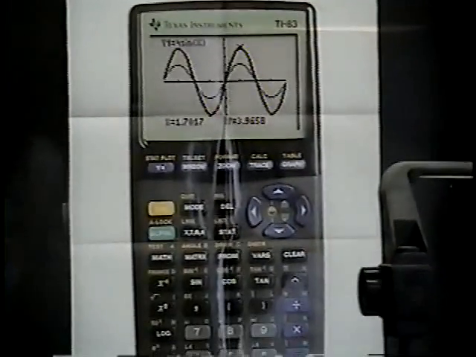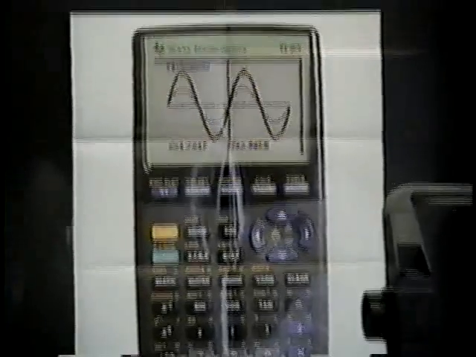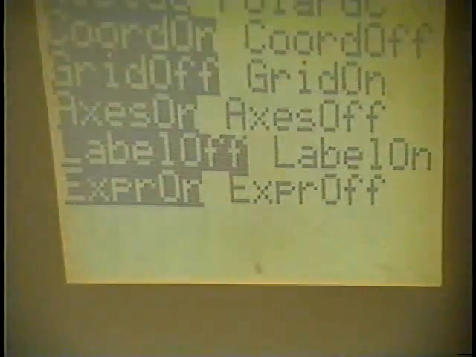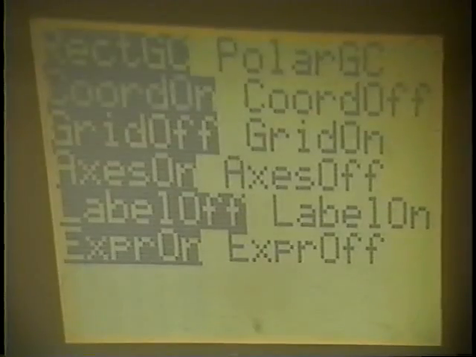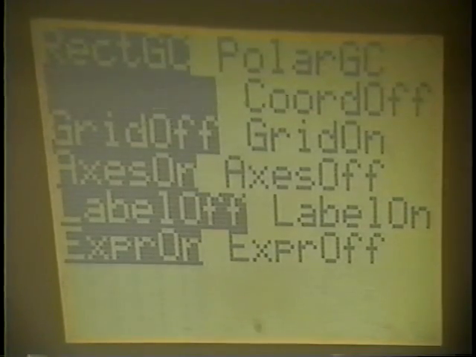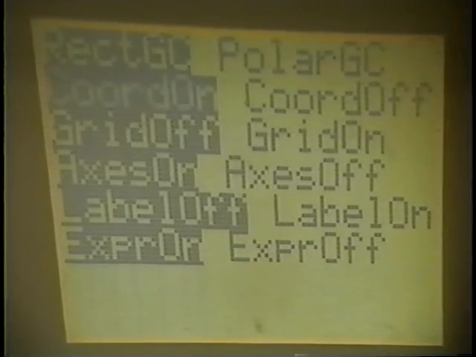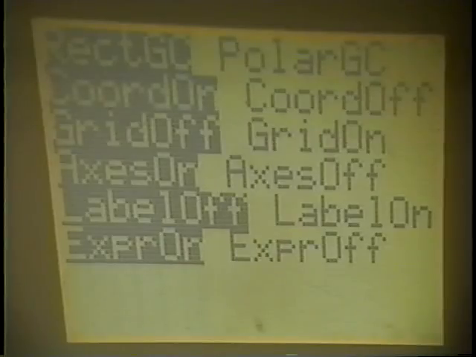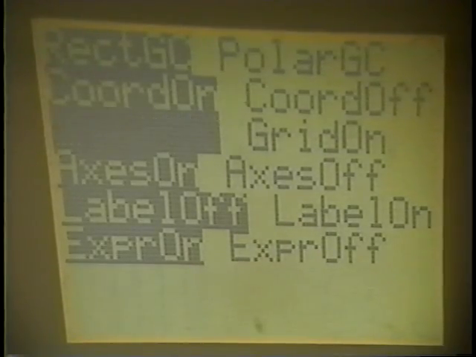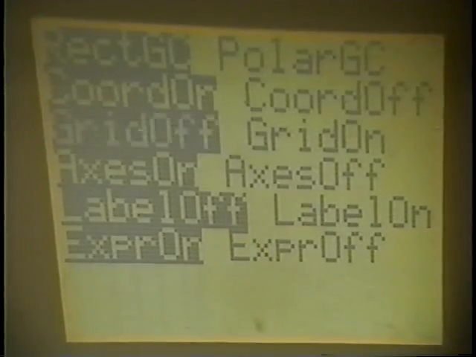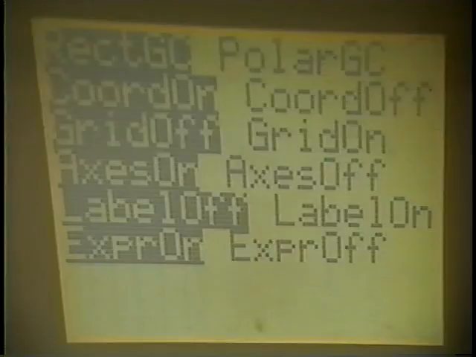The other button I wanted to discuss with you, going back to quit, is the format button: second and then format. It says we're working with rectangular coordinates, which is fine. I want the coordinates on. I want it to indicate, when I hit the trace button, what the x coordinate and the y coordinate are. I don't want the grid on, because the grid gives you all the dots like if you had graph paper. I'm going to leave that off right now.